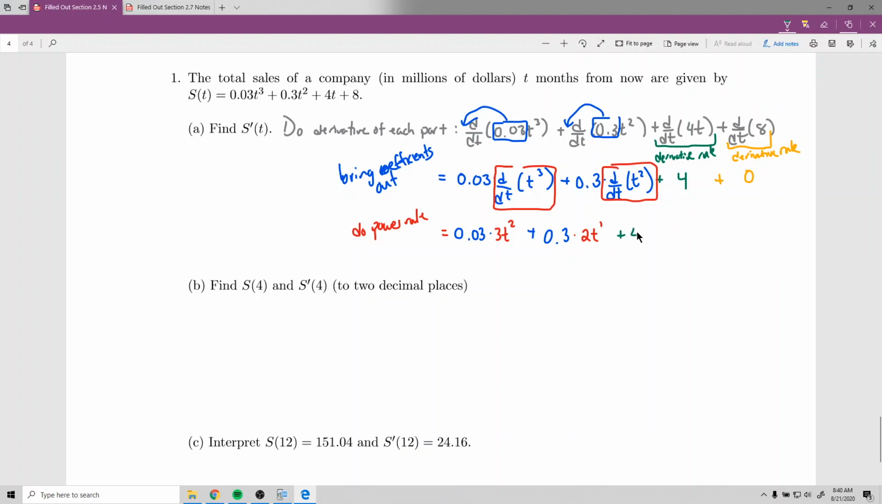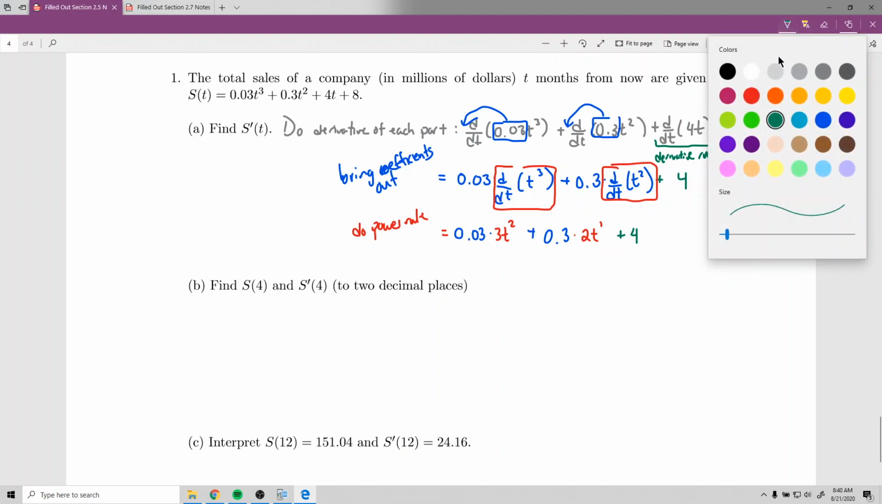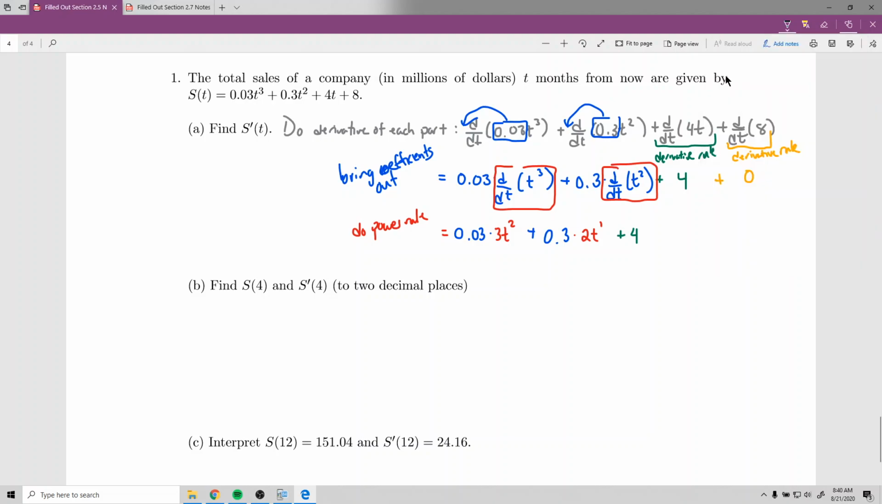And then we need to make sure we bring the 4 down, but plus 0 doesn't do anything, so we can leave that off. And now that you've seen a couple of those, you can kind of just remember, oh, the derivative of just a number is 0. So you might even be able to just not even write that 0 there. Just leave it gone.